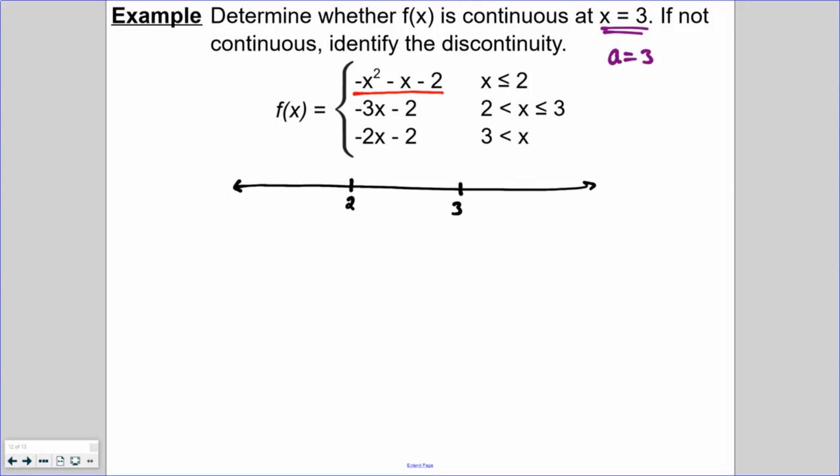So we would be using the expression negative x squared minus x minus 2 for all the values less than or equal to 2. So I will be including 2 in this piece and shading all the values that are less than it. Then we know we're going to use the expression negative 3x minus 2 when all the x values are in between 2 and 3 but include 3. So I'll include 3 in this shading, and then we can shade that area in, and this will be negative 3x minus 2. And then finally our last piece for all the x values greater than 3, and that piece is going to be negative 2x minus 2.